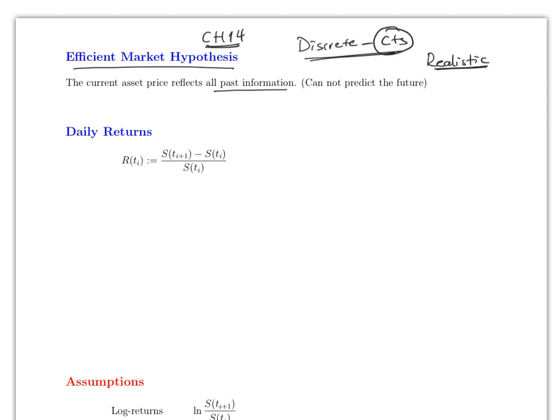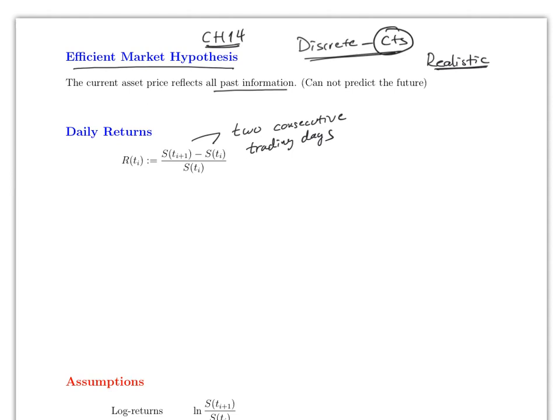Right, so the main concept here is going to be something called the daily returns. The daily return, by definition, is defined as S of t_i plus 1 minus S of t_i, divided by S of t_i. Technically, this represents two consecutive trading days. This is the stock price today, this is the stock price tomorrow. So this will represent the daily return.